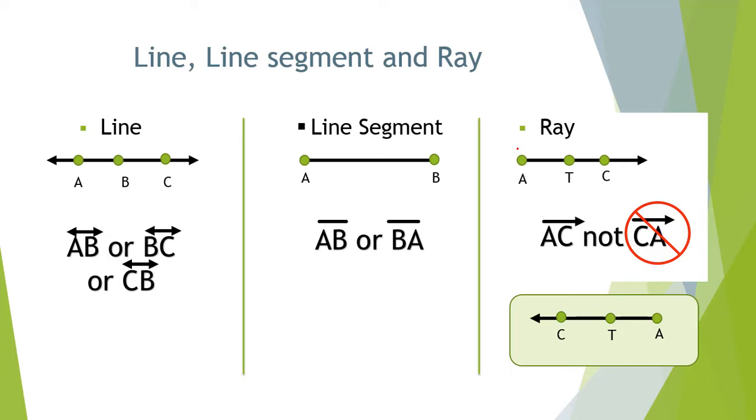Finally, a ray is a combination of the previous two. It has one fixed end and goes on forever from one side. A ray is also straight. A ray must be named starting with the endpoint. The correct name for the above ray is AC with an arrow sign above. C can be any point after A. Even if the ray is drawn like this, the endpoint is A and it goes towards C forever.